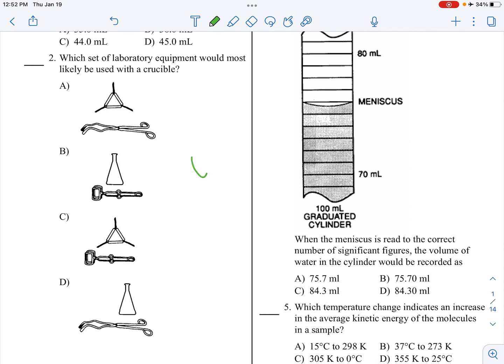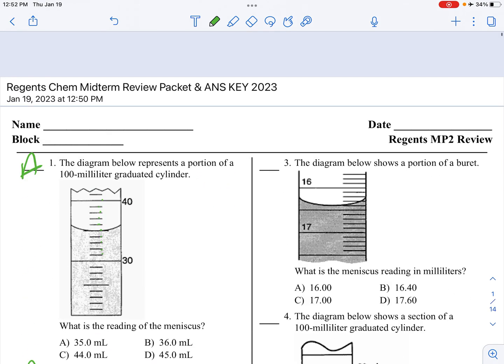Which set of laboratory equipment would most likely be used with a crucible? So hopefully you remember a crucible is that teeny tiny little thing with the lid. So you're going to need the clay triangle to support it. That's the clay triangle. And then in terms of tongs, we're going to need the clippy pointy nose one. So choice A. These are test tube tongs.